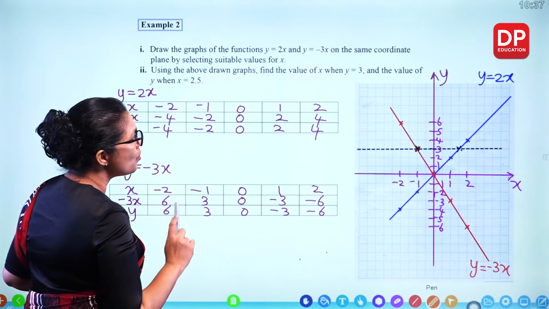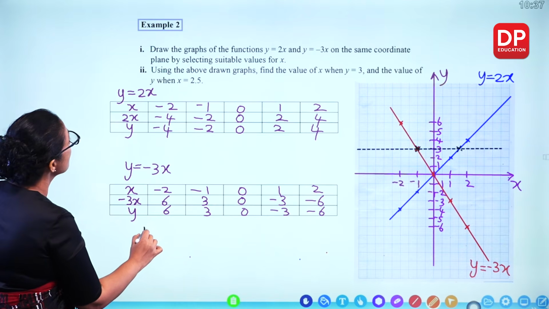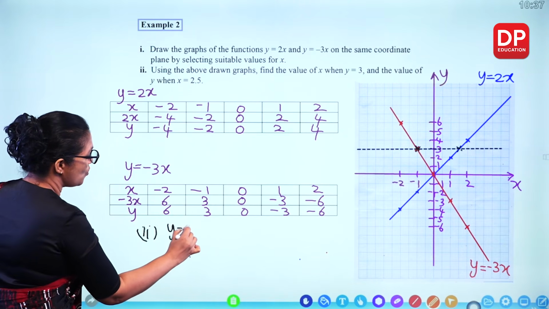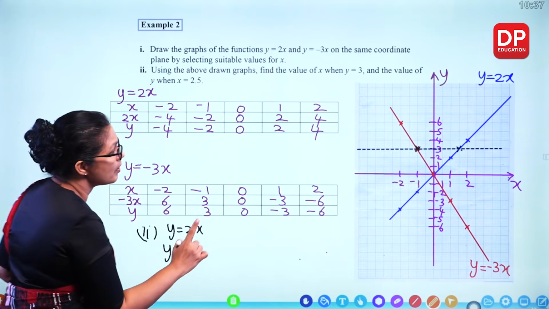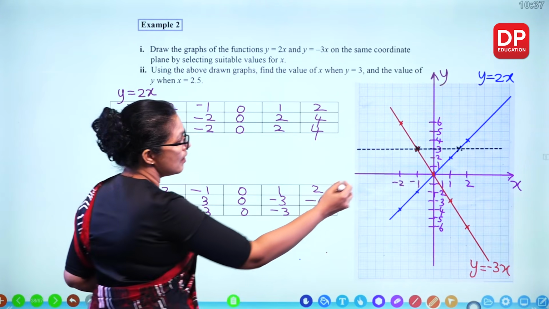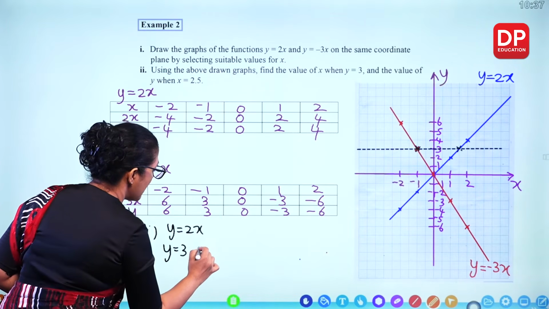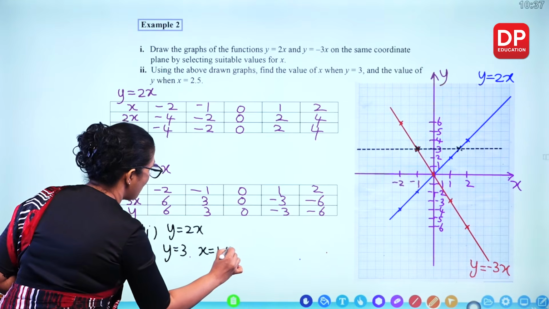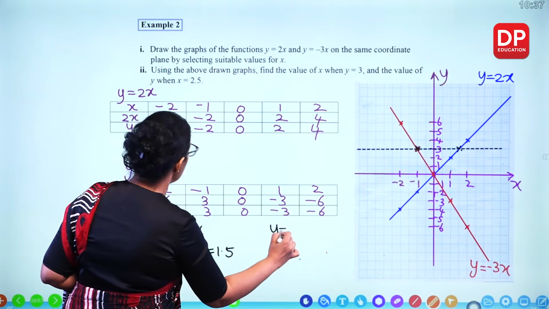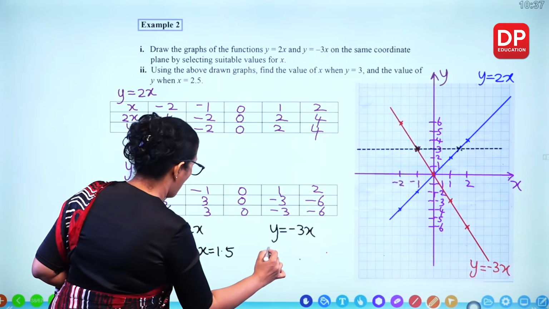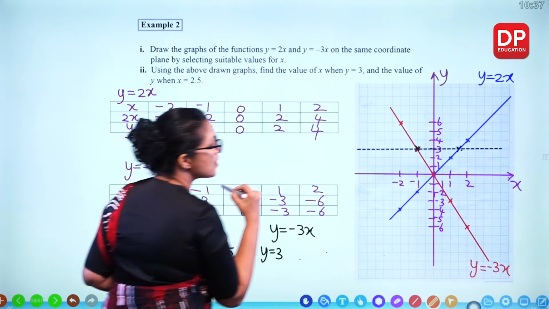So if this is y equals 2x, and y equals 3, then you get here 1.5, in between 1 and 2. That's x equals 1.5. Then the other graph, y equals -3x. When y equals 3, you get -1.